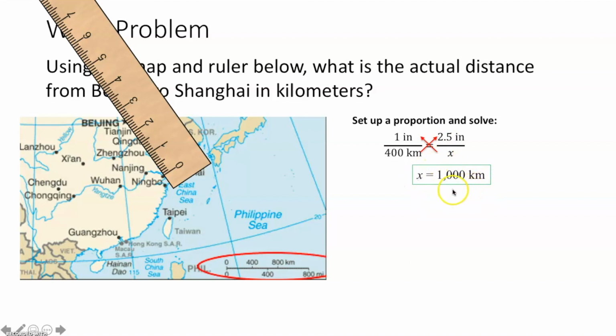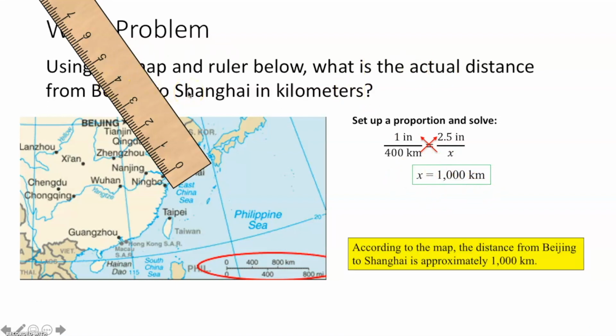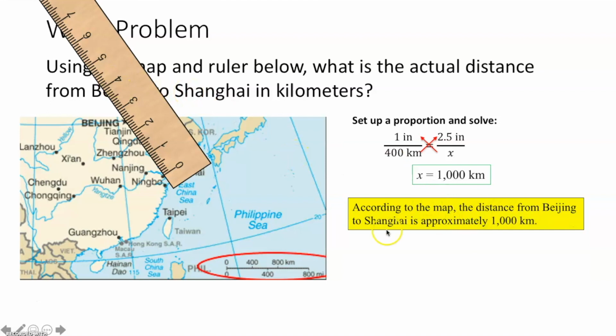That is not your answer. What you need to do is answer the question. What is the actual distance from Beijing to Shanghai in kilometers? You would say, according to the map, the distance from Beijing to Shanghai is approximately 1,000 kilometers.